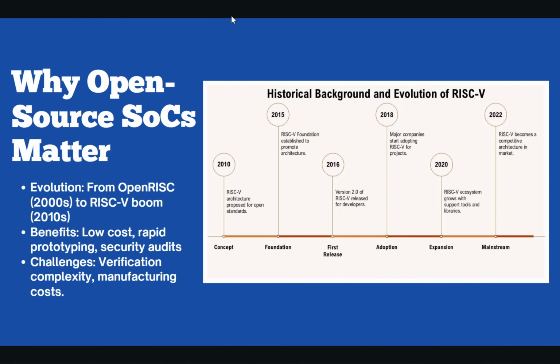Open source SoCs are important because they lower barriers to innovation. Historically, we saw early projects like OpenRISC in the 2000s and later the RISC-V movement in the 2010s, which made open source hardware much more mainstream. The benefits include lower development costs, the ability to rapidly prototype ideas, and the possibility to audit hardware for security. However, challenges remain. For example, verifying complex hardware is very difficult, and actually manufacturing silicon chips is expensive.